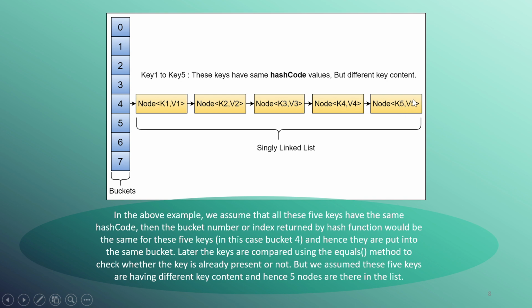Suppose previously it was, I'm just giving you an example, suppose it was V5 and now I'm trying to insert K5 comma V6. So what will happen is K5 is already present, so this V5 will be replaced by V6 over here. This is just an example. I hope this is clear to you. So this is the singly linked list that is formed on the same bucket.